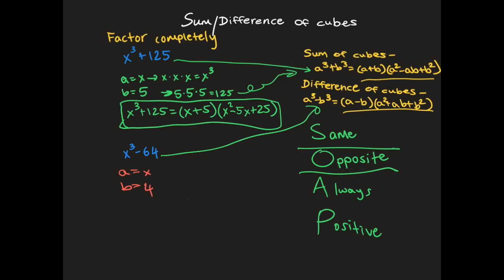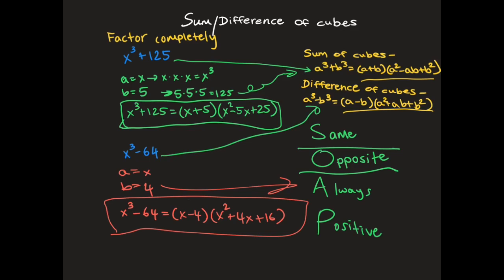So now we go to SOAP. How do we write this? A cubed minus B cubed. So x cubed minus 64 is equal to A minus B. A is x, B is 4. X minus 4 times A squared, which is x squared, plus, now it's plus AB, plus 4x, plus 4 squared, which is 4 times 4, equals 16. So this is going to be your final solution.